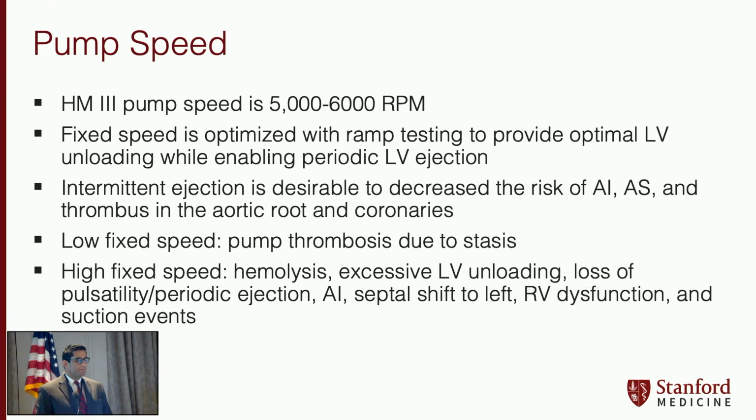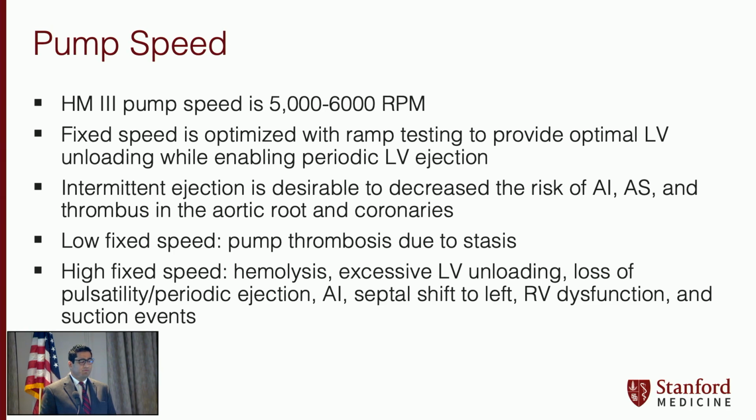We'll move on to pump speed. Average pump speed is 5,000 to 6,000 RPMs, and that speed, as I mentioned earlier, is generally fixed with ramp testing preoperatively to optimize LV unloading and allow for periodic LV ejection. Periodic LV ejection is ideal because it decreases the risk of aortic insufficiency, aortic stenosis, and decreases the risk for thrombus forming in the aortic root or the coronary arteries.